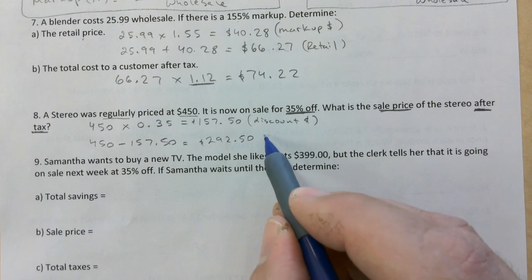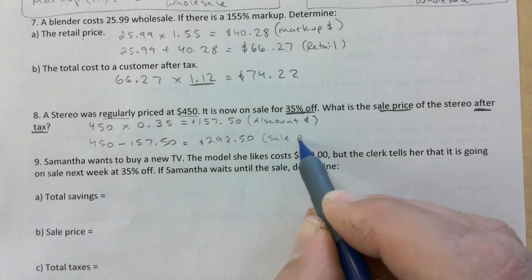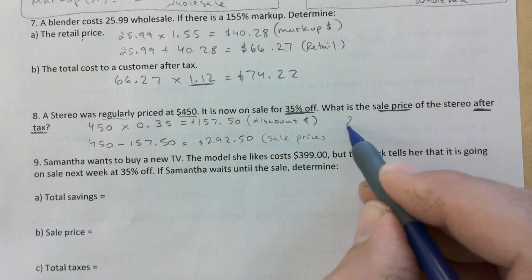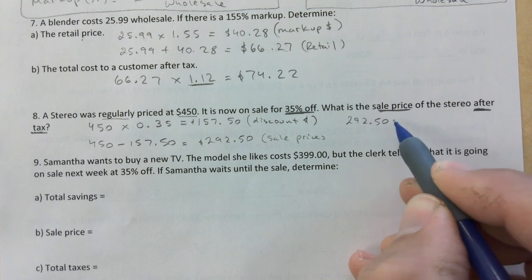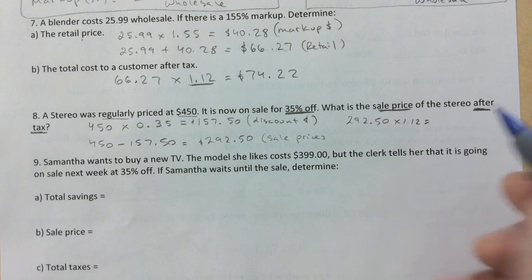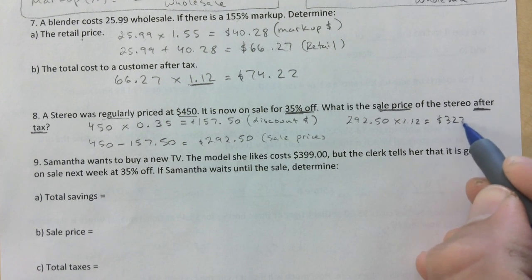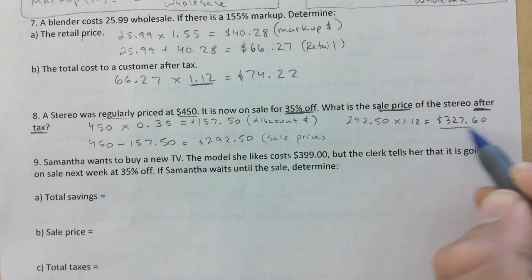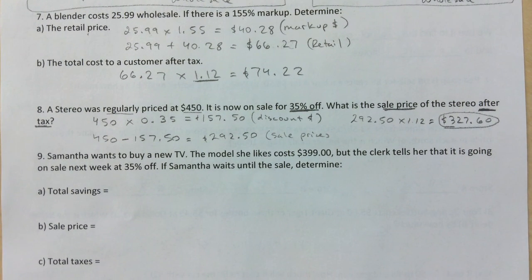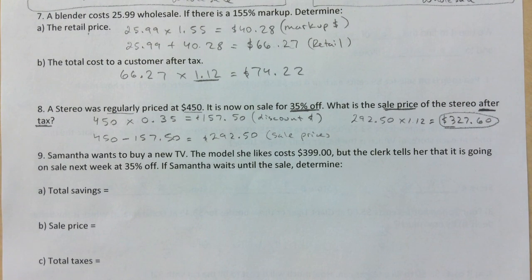Okay, so this is the sale price. And now we're going to add taxes. So 292.50 times 1.12, you get 327.60. That's what the question is after. Okay, but you have to do all that extra work in order to get there.